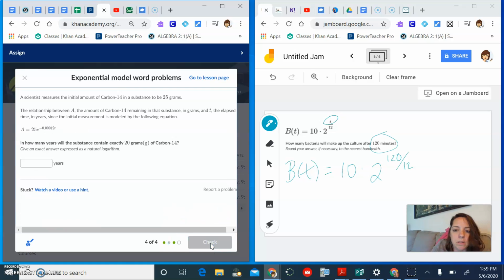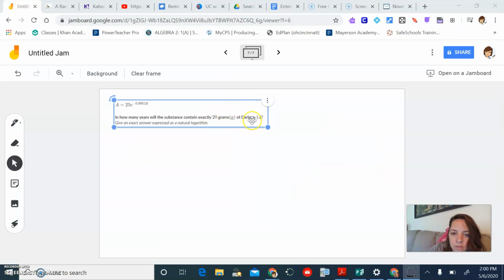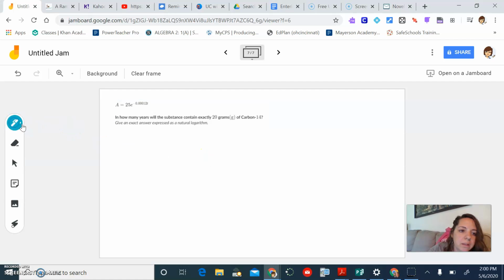All right, last one we're going to do together for this. Relationship about carbon in a substance. It's starting at 25 grams. And after T years, this is the equation that works. And they're saying, all right, so how many years will this substance have exactly 20 grams? We're not going to put 20 in for the time because 20 is about the number of grams left. So we've got to put that 20 into where the amount is. Okay, so 20 is the amount of carbon left.